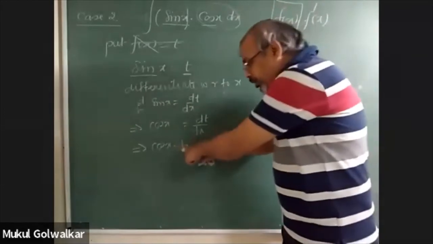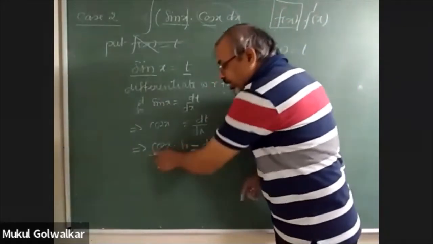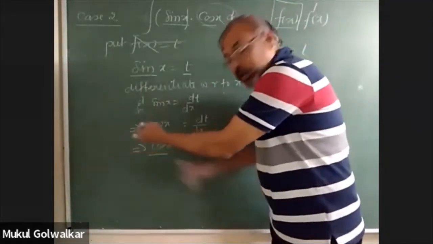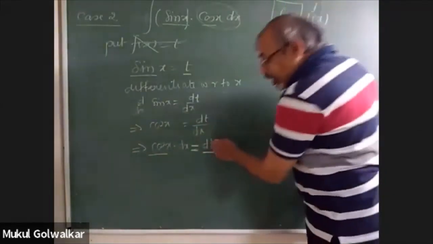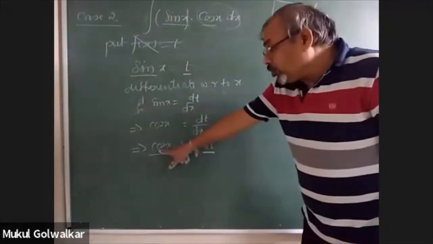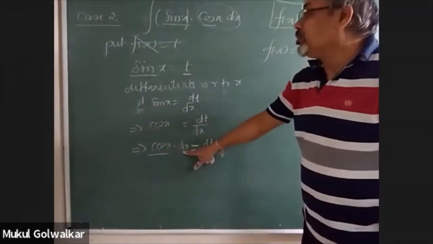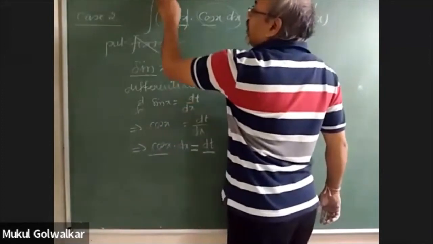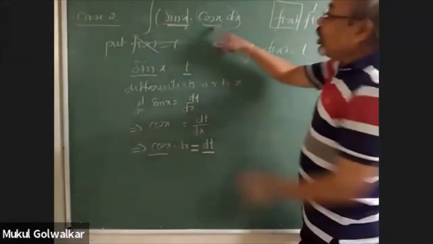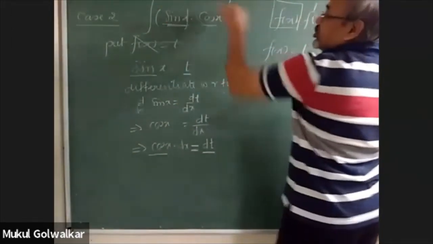We write the old variable and the function containing the old variable on one side of the equation, and on the other side we write the other variable. Now you see, what are we going to write for cos x into dx? For this function sin x, you have imagined t. What are you going to write for cos x dx?